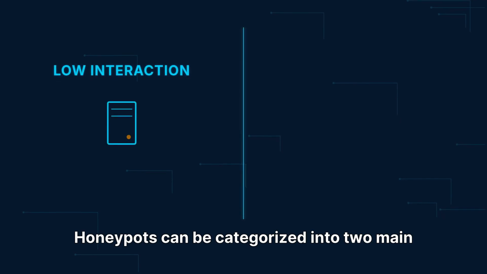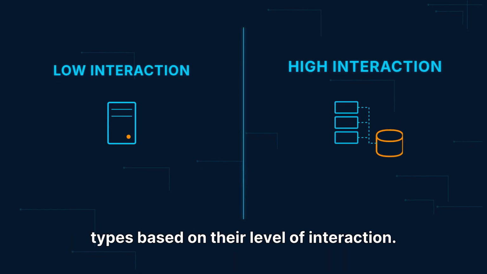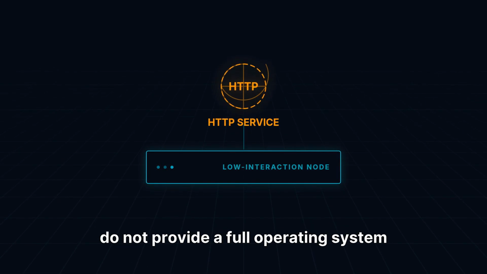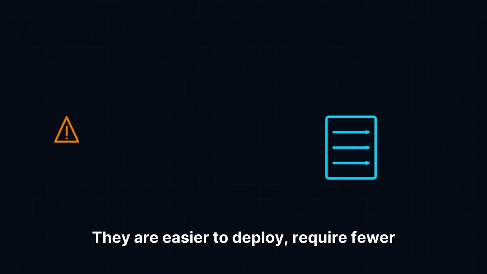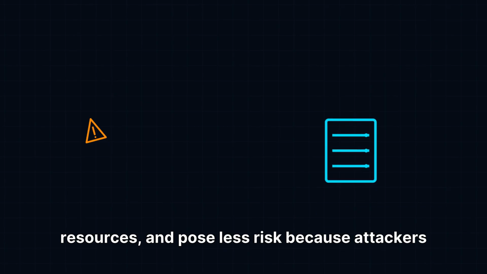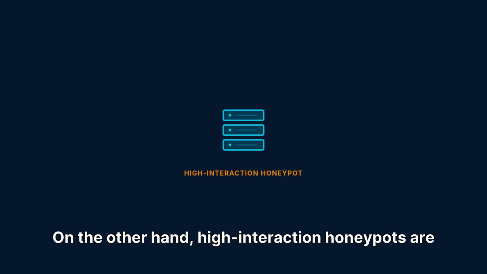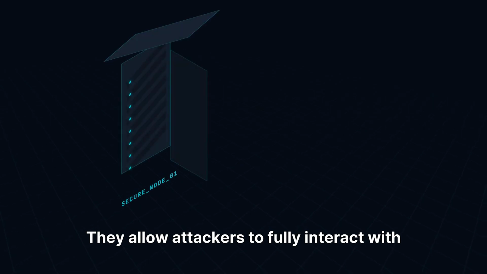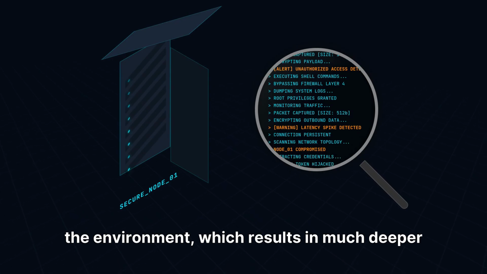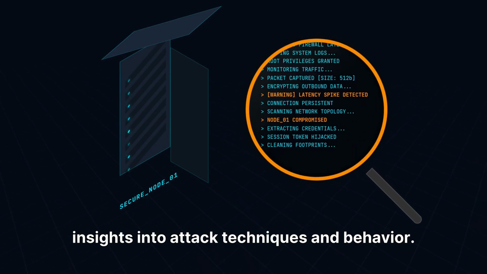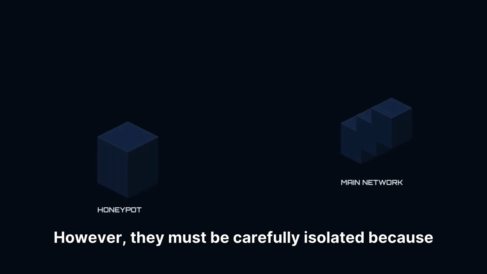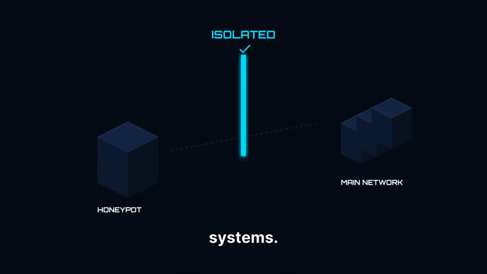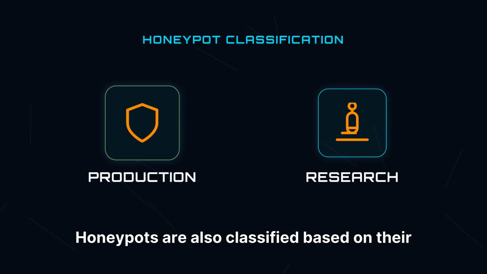Honeypots can be categorized into two main types based on their level of interaction. Low-interaction honeypots simulate only limited services and do not provide a full operating system environment. They are easier to deploy, require fewer resources, and pose less risk because attackers cannot fully compromise them. On the other hand, high-interaction honeypots are real systems with intentional vulnerabilities. They allow attackers to fully interact with the environment, which results in much deeper insights into attack techniques and behavior. However, they must be carefully isolated because if misconfigured, attackers could potentially use them as a stepping stone to access real systems.